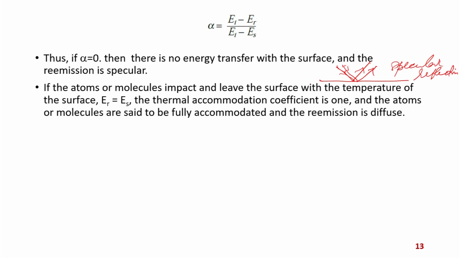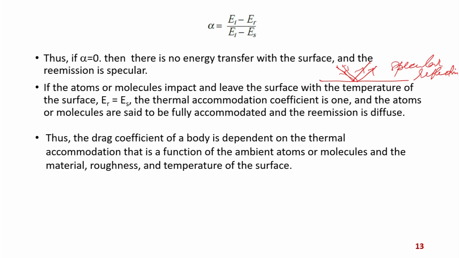I could not draw it, but all the rays should be parallel, incident parallel and reflection also parallel. So, if the atoms or molecules impact and leave the surface with the temperature of the surface, that is when ER is equal to ES, the reflected energy and whatever the temperature of the surface, if these two energies are the same, then the thermal accommodation coefficient is 1. In that case, because ER is equal to ES, the alpha value will be equal to 1.